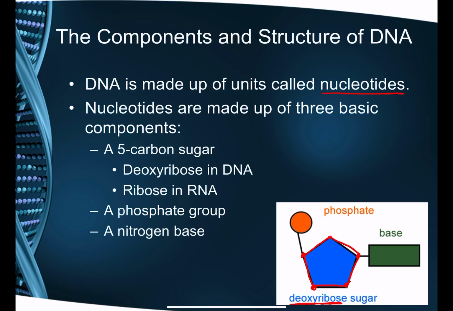So you've got your 5-carbon sugar, your phosphate group, and your nitrogen base. Those nitrogen bases are A, T, G, and C, and we'll talk about those more in just a minute. You make a nucleotide, and then nucleotides build together to make up a nucleic acid, such as DNA or RNA.